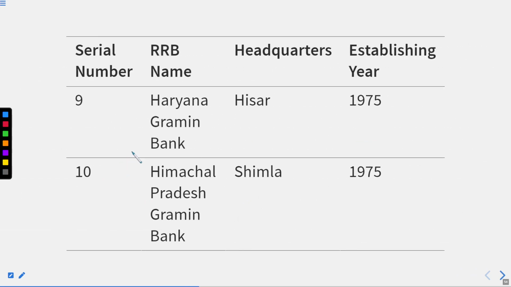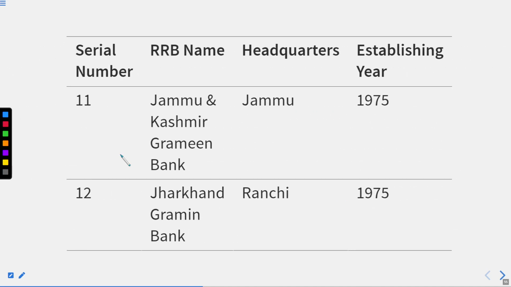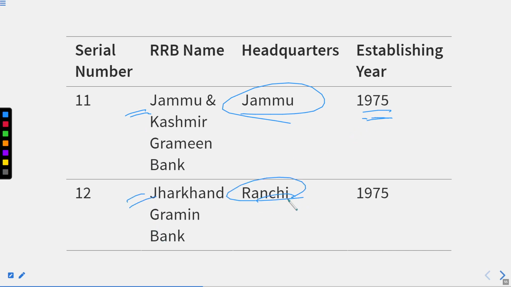Thereafter, we have the Haryana Gramin Bank, headquarters at Hisar, established in 1975. Thereafter, we have Himachal Pradesh Gramin Bank, headquarters at Shimla, established in 1975. Then we have Jammu and Kashmir Gramin Bank, headquarters at Jammu, established in 1975. Thereafter, we have Jharkhand Gramin Bank, headquarters at Ranchi, established in 1975.